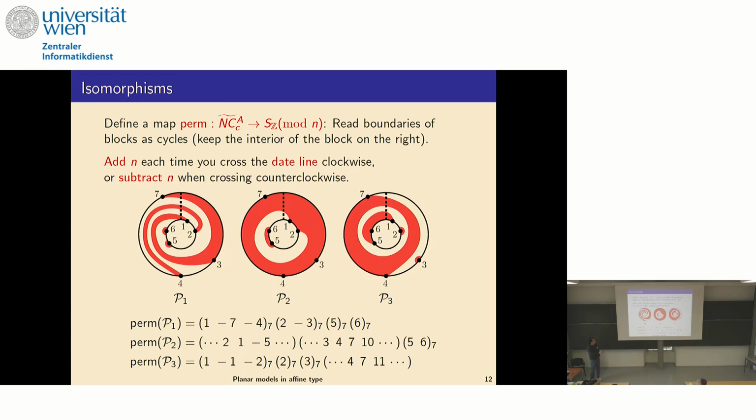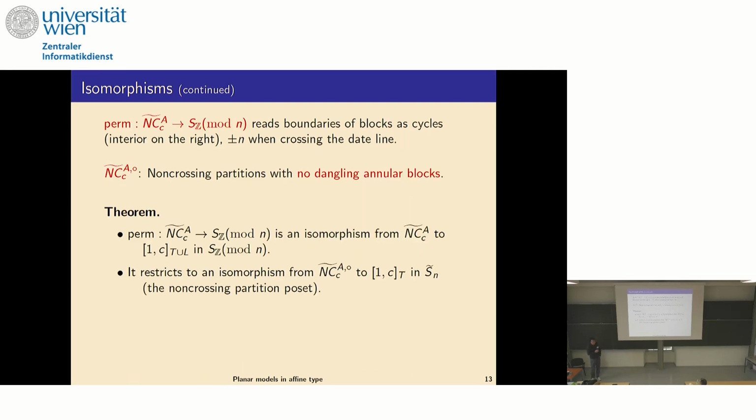There's a date line. So, for example, let's read the block in P1 that has the 3 in it. Let's see, it's got the 3, the 1. It has the 1 in it. So here I am at the 1. I'm reading, keeping it on the right, but I've passed through the date line once and then twice, and I get to the 7. So it's not 7, but it's 7 minus 7 minus 7. I have to subtract n each time, and when I come back, it comes back around. Okay, so this is how we can read a permutation, and then the theorem.